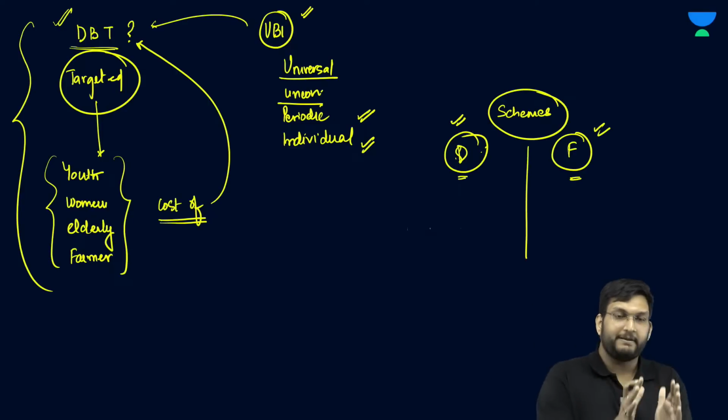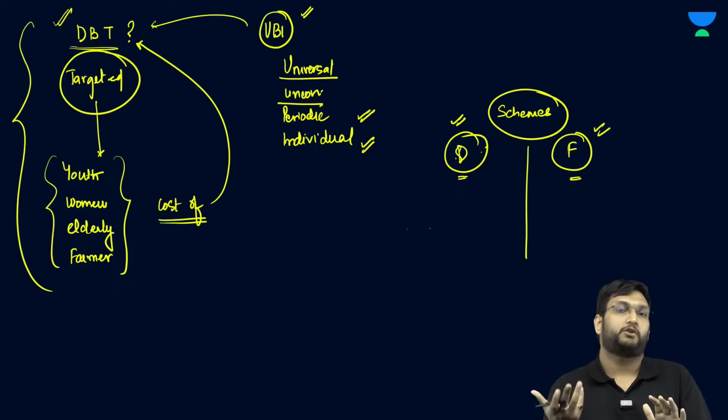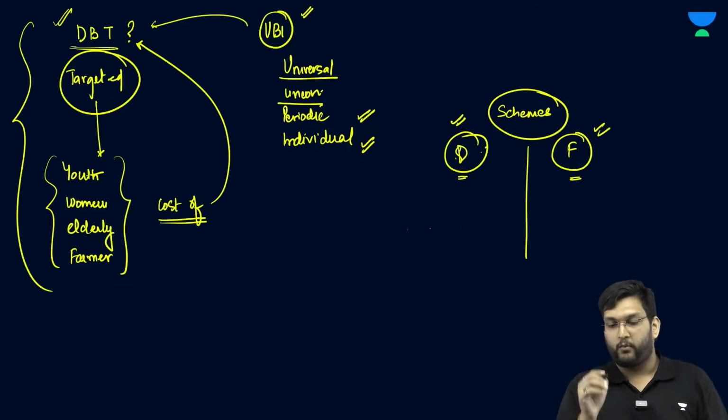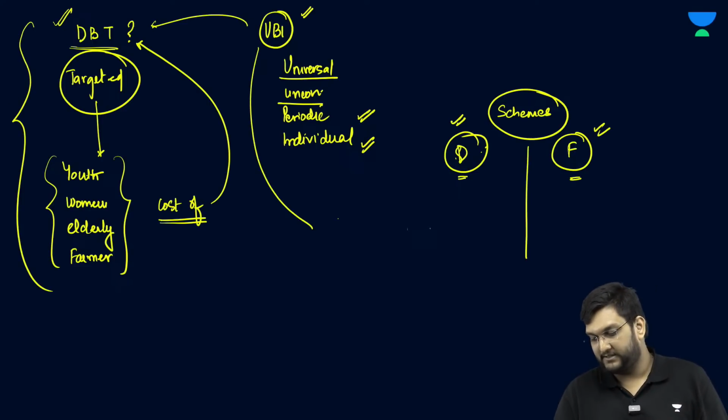Now, DBT is targeted, so by definition it is not UBI. However, what would be the advantages? And this is where the article became very interesting.